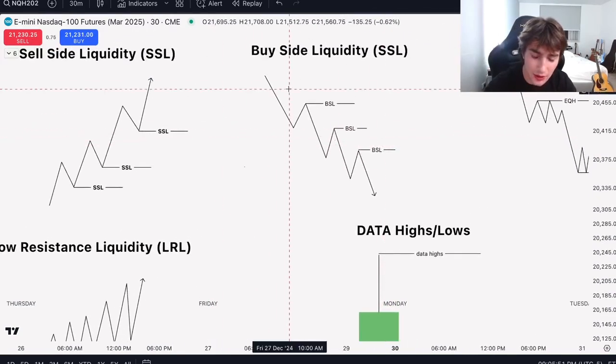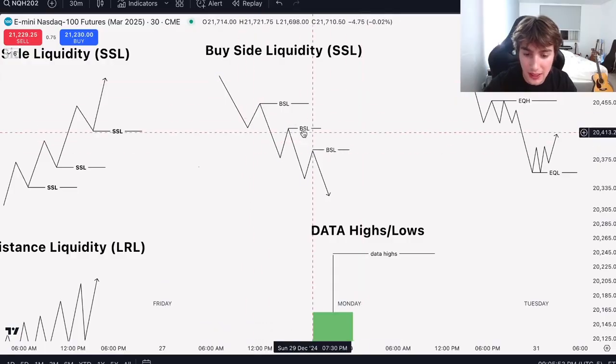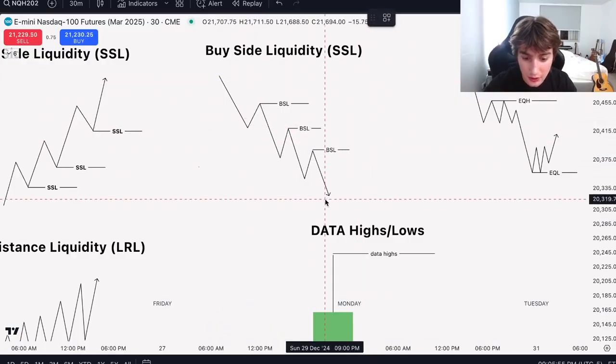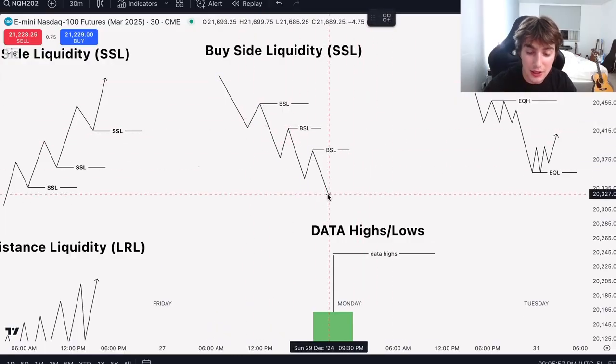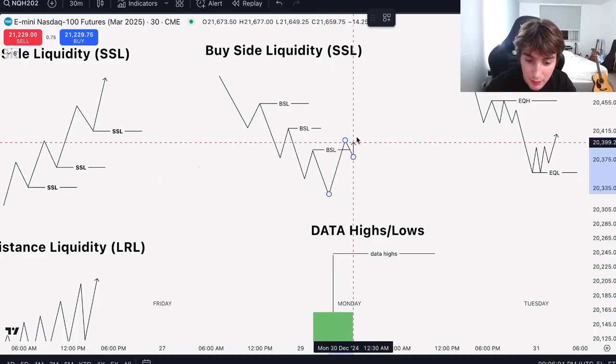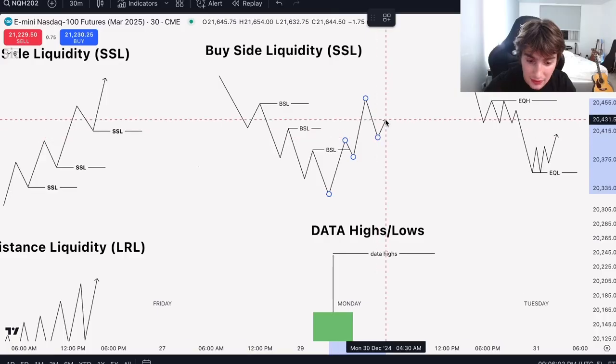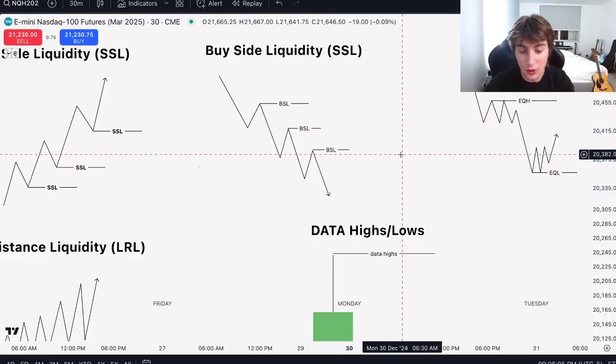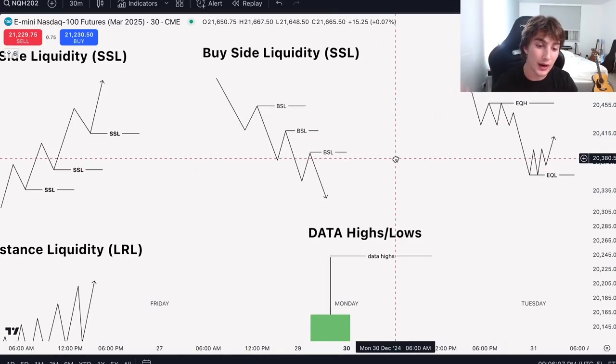And then there's buy side liquidity, which is when you're in downtrending price. These swing highs are going to be your buy side liquidity, right? So if you're looking to take shorts because price is bearish, we'll wait for price to trade higher and sweep some of this buy side, and then try to find some short. But you always want to have a liquidity sweep prior to entering.